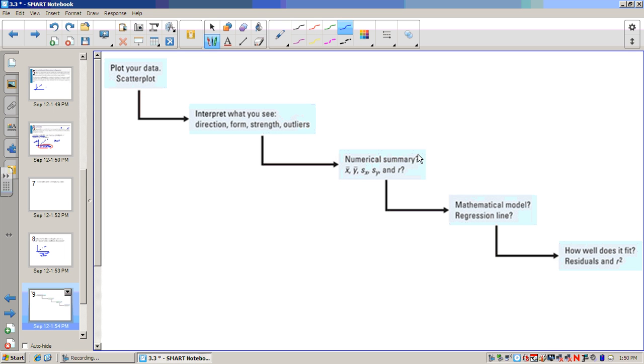Then you want to look at some numerical summaries, maybe the mean of x, mean of y, standard deviations of either of them, or r. And then you want to try to make some sort of mathematical model, whether it's a regression line or what it is. And then you want to look at how well that model fits by looking at the residuals and r squared.